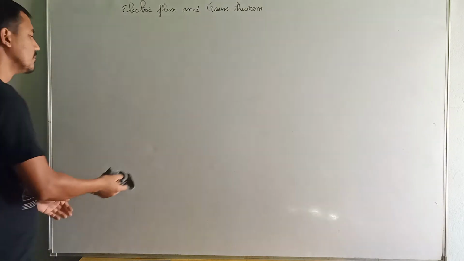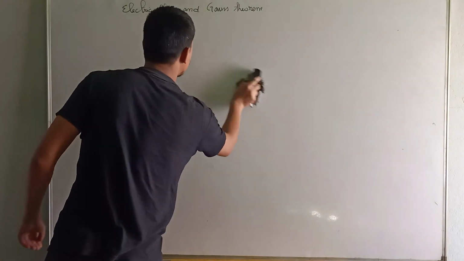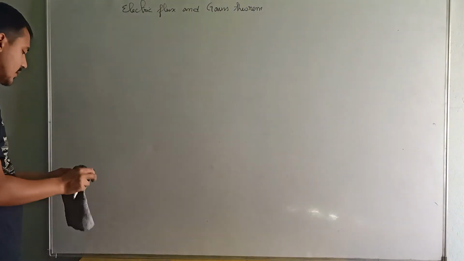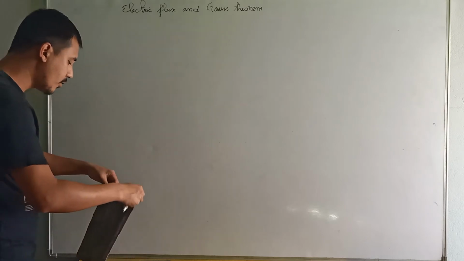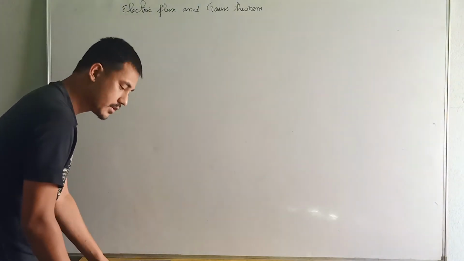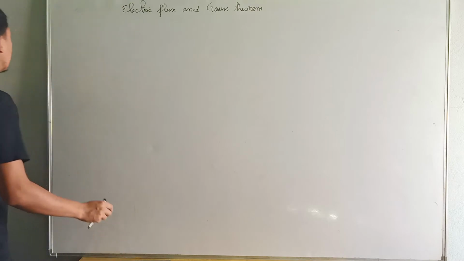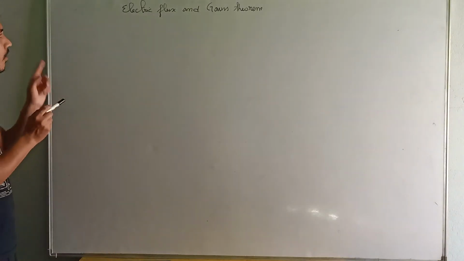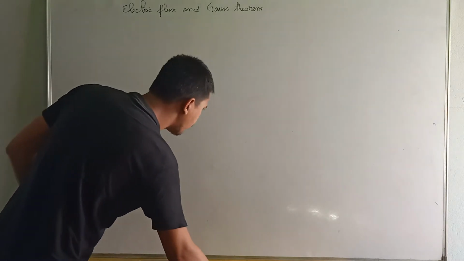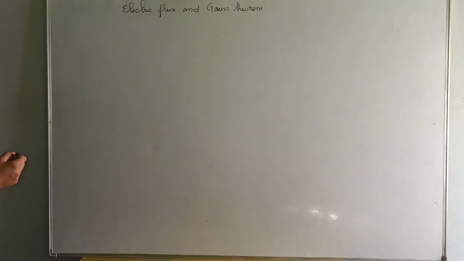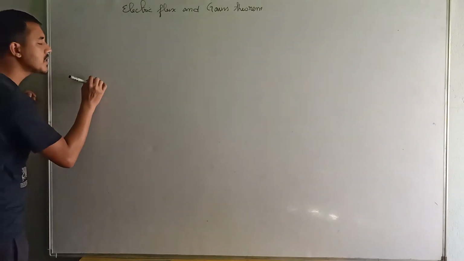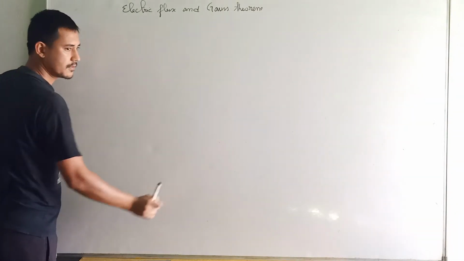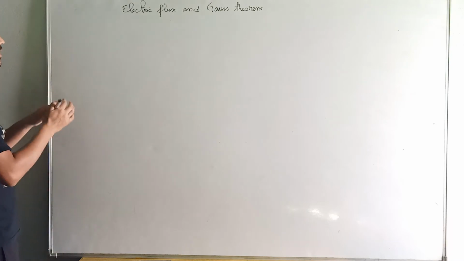Now let us see what is electric flux. You already know what is electric lines of force. So electric flux means the number of electric lines of force passing perpendicularly to the given surface. Suppose you have a surface.